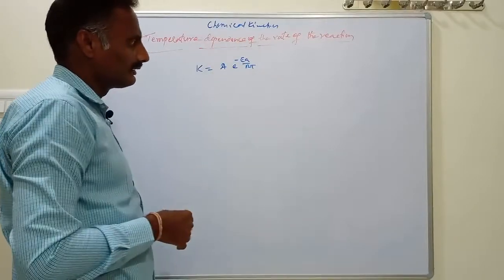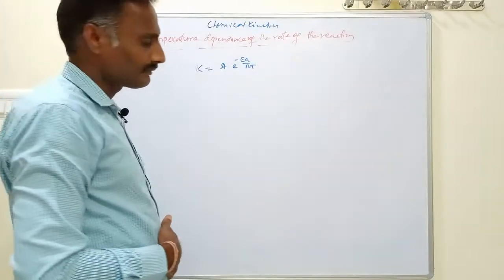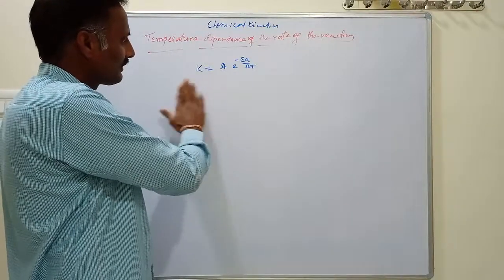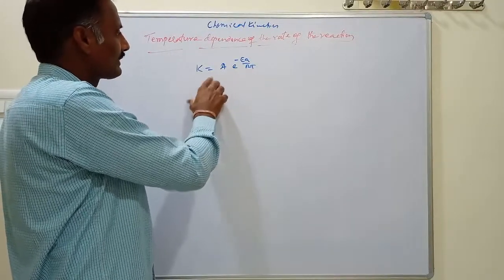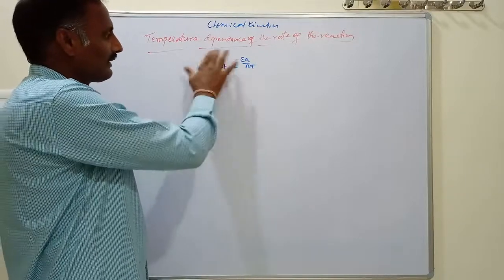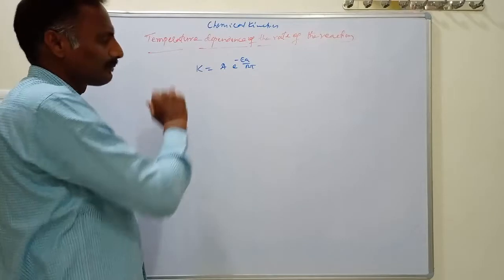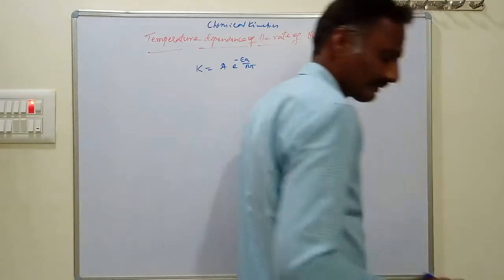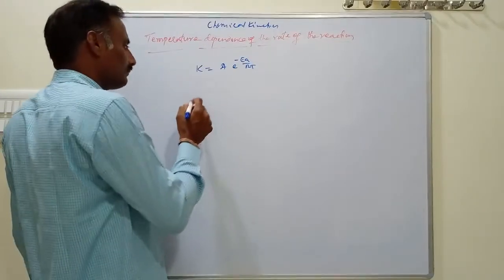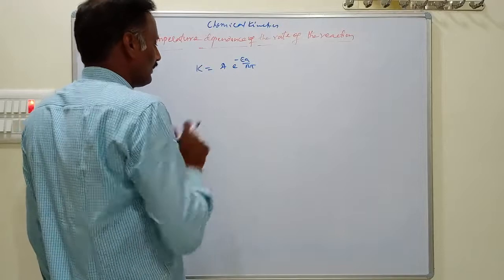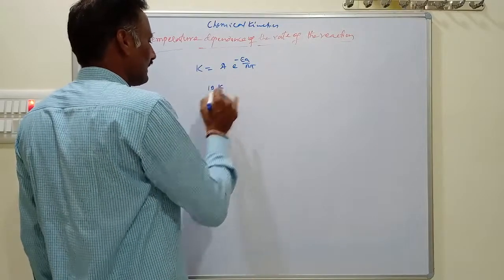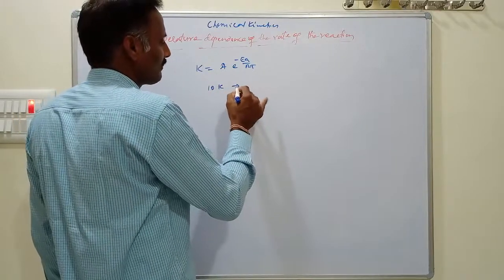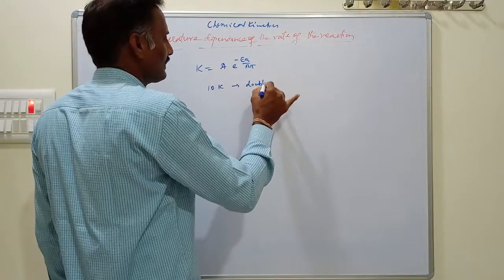The temperature dependence of the rate of a reaction is clearly explained by the scientist Arrhenius. Arrhenius gave the physical justification for this temperature dependence of the rate of reaction, and also an interpretation regarding the rate of reaction depending on temperature. It has been observed that for most chemical reactions, with a rise of temperature by 10 Kelvin or 10 degrees Celsius, the rate of the reaction becomes double.